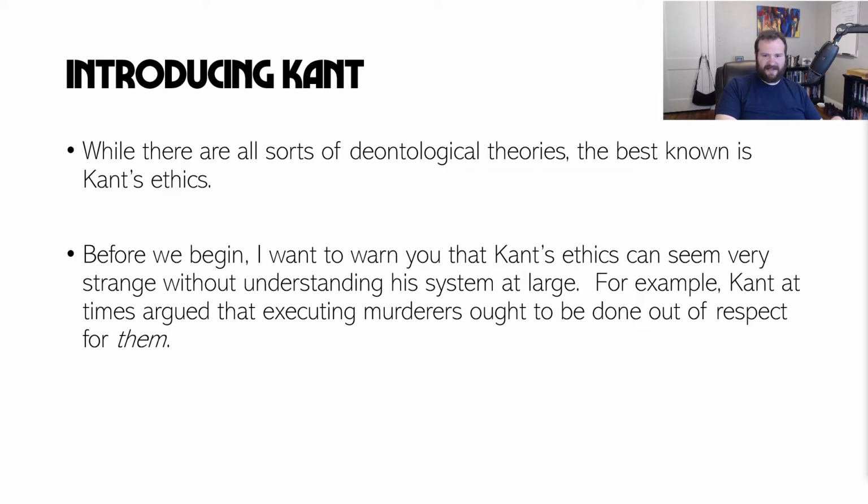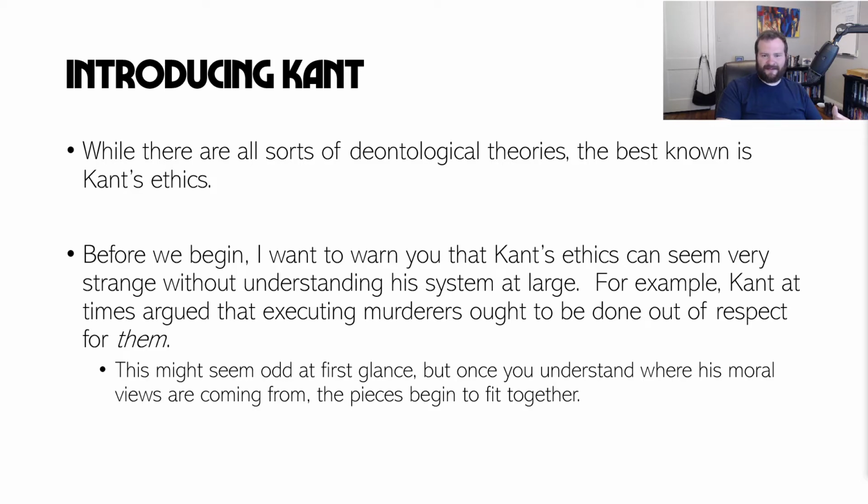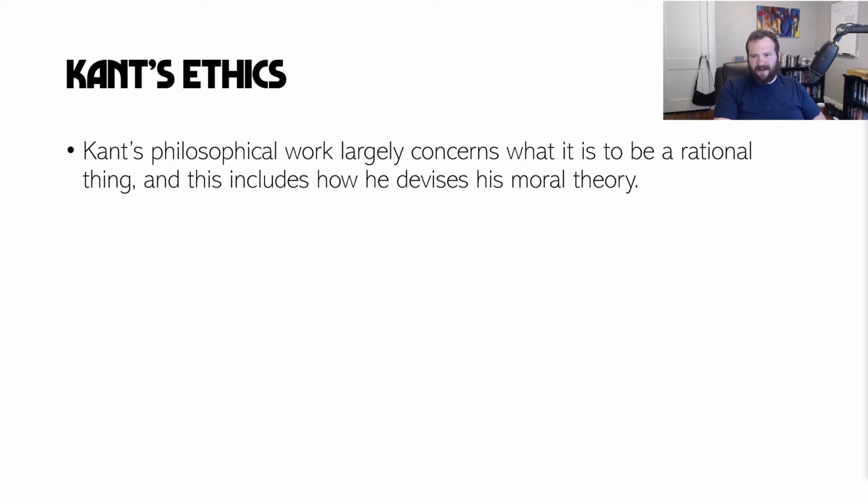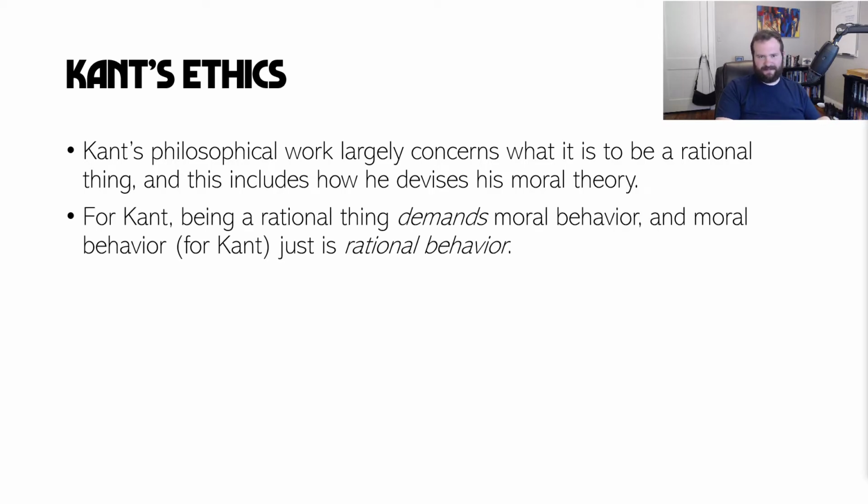Now, before we get into Kant's ethics, there's a couple things you should understand, right? Because Kant is strange. He has a large body of work, and it's all interrelated. For example, Kant at some times seems to argue that executing murderers is a thing we ought to do out of respect for the murderer, right? And that might seem on the face of things to be a totally strange idea to you. It makes sense when you are more aware of Kant's view at large, right? So Kant's view at large comes out of his view of rationality. We'll see more on that just a bit, right?